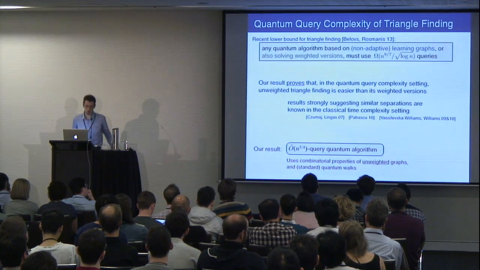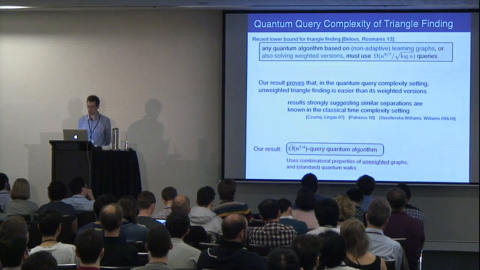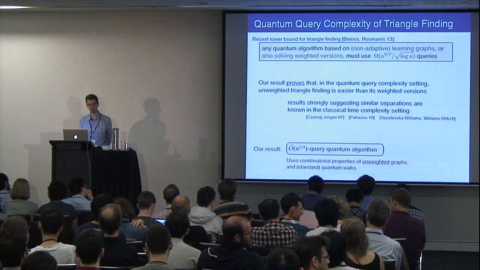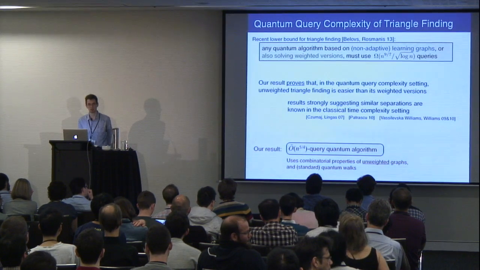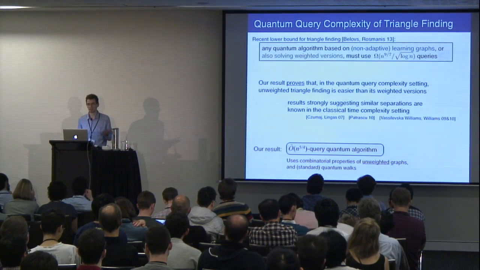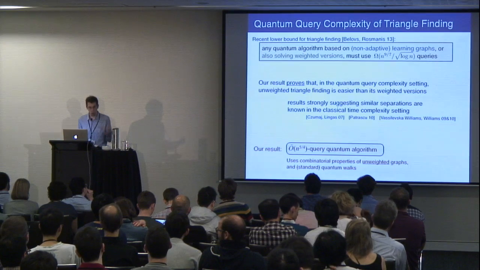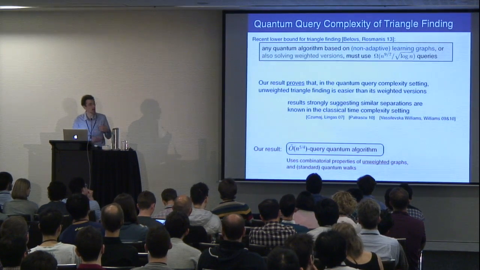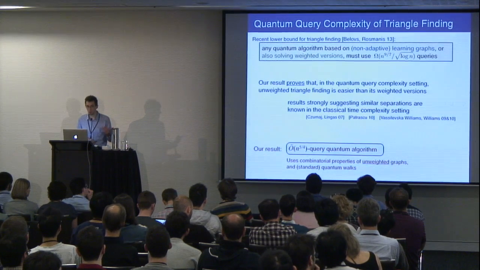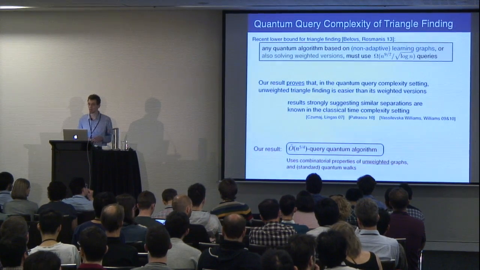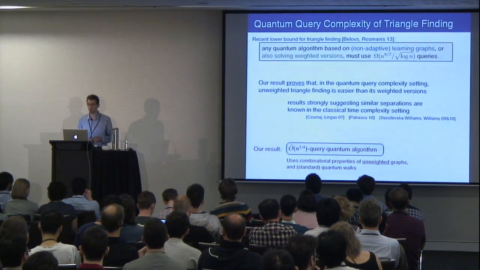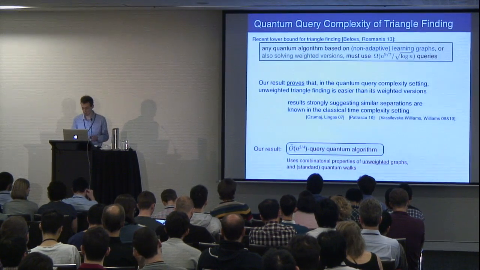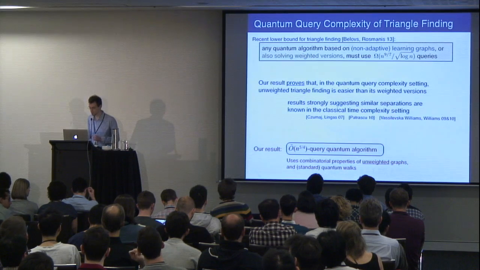But it's not really surprising because results strongly suggesting similar separations are known in the classical time complexity setting as well. But in the time complexity setting, of course, we don't know how to prove interesting lower bounds. So these classical lower bounds are conditional, assuming, for example, the hardness of solving the 3SUM problem. But the separation we obtain in the quantum query complexity setting is unconditional.